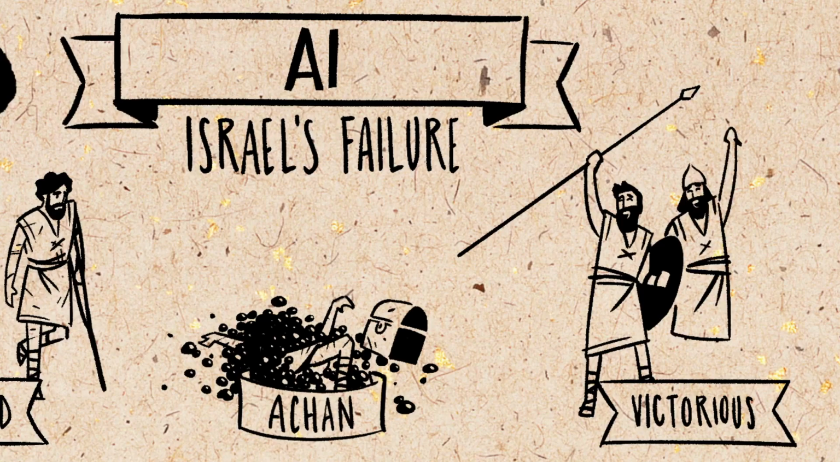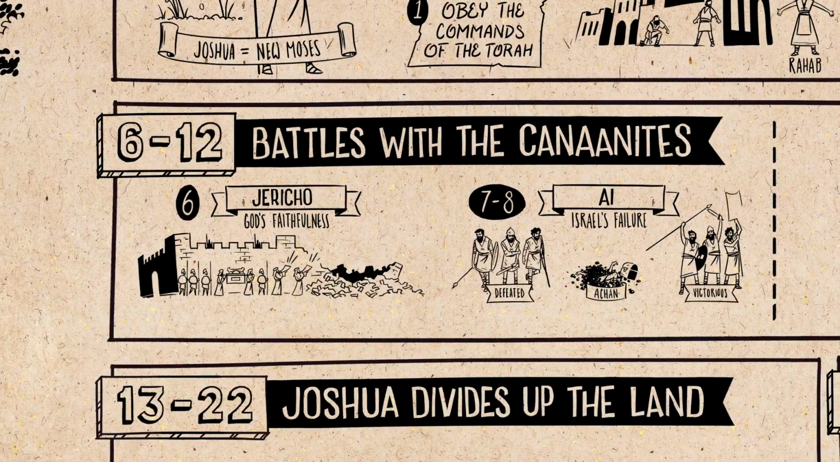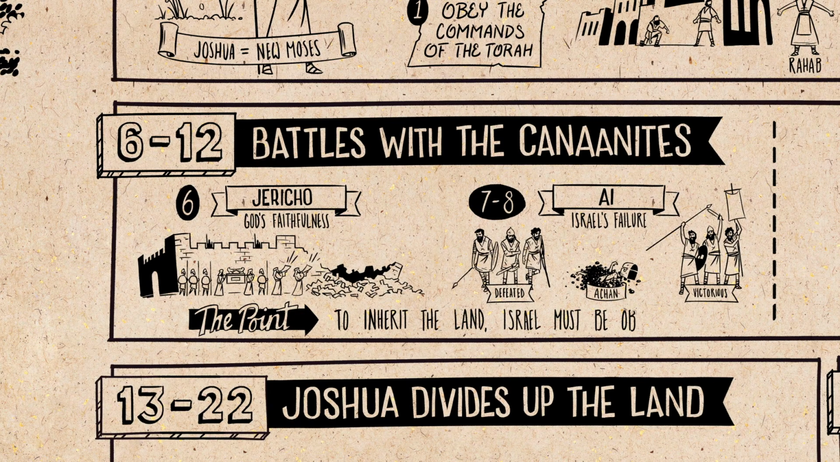And so together, these two stories, they're placed right up front to make an important point. If Israel is going to inherit the land, they have to be obedient and trust in God's commands. They don't get special treatment.